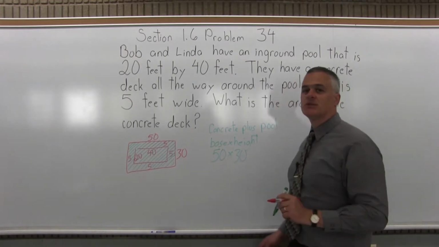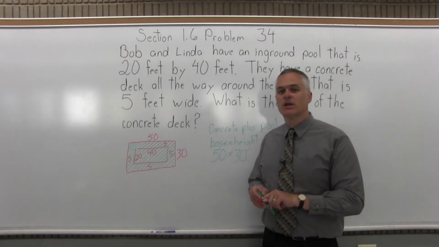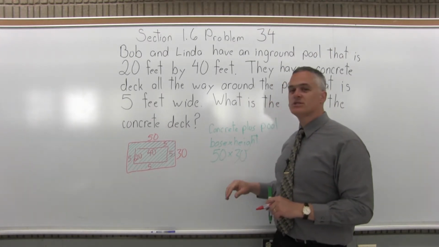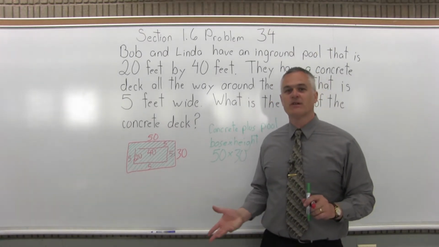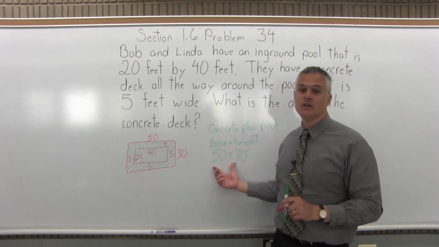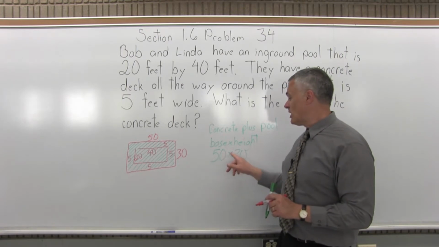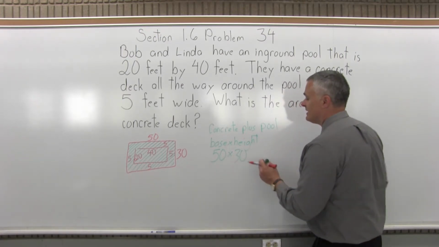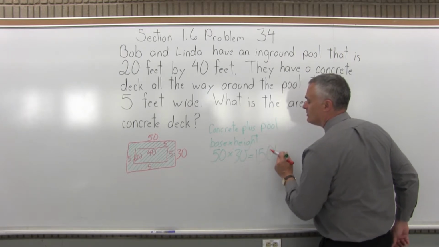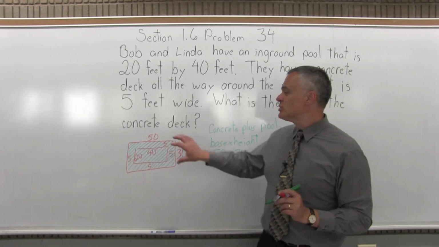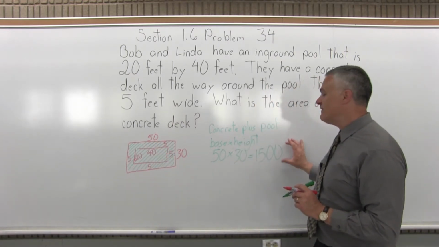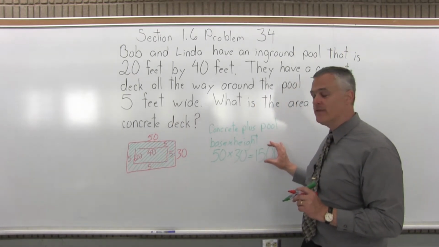Now those are big numbers to multiply, but remember the trick for multiplying big numbers that have zeros from some of the previous problems. Initially, let me just ignore the zeros and I'll just look at 5 times 3. That's a number I can do in my head. 5 times 3 is 15. Now, how many zeros did I ignore? 1, 2. So I'll take the answer of 15 and put 2 zeros after it. So the total area, concrete and pool, has an area of 1,500 square feet.